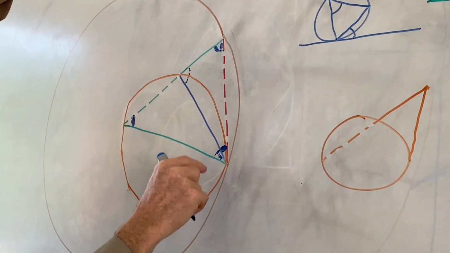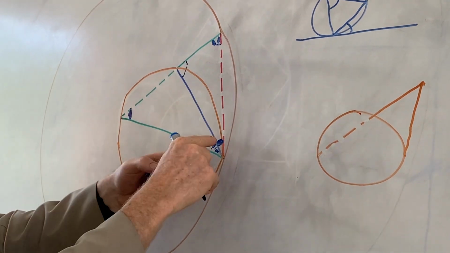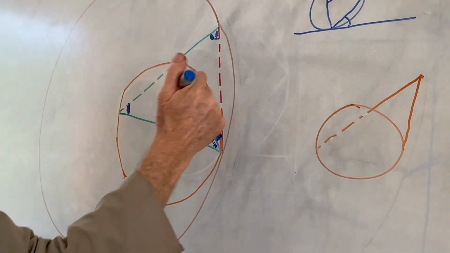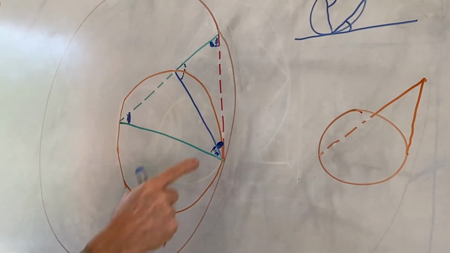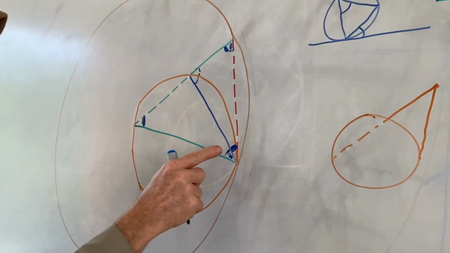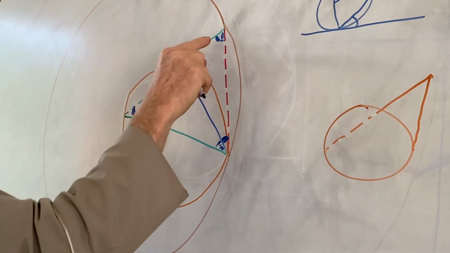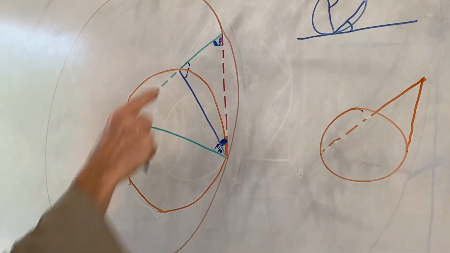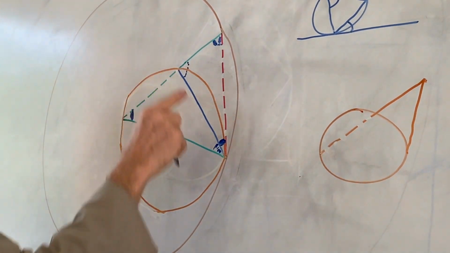Two things equal to the same thing are equal to each other. This angle is equal to this angle because they're angles at the base of the isosceles, and this angle was already proven equal to this angle because they're both equal to this plus this angle. Therefore, two things equal to the same thing are equal to each other. Therefore, this angle is equal to this angle, making this triangle isosceles. That is to say, this line equal to this line.